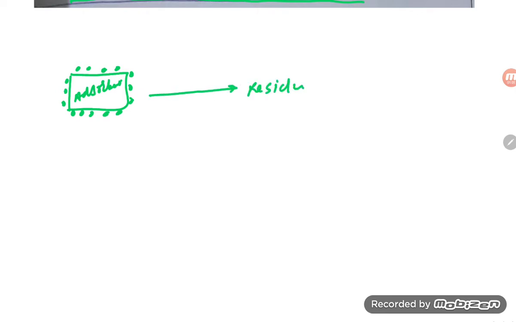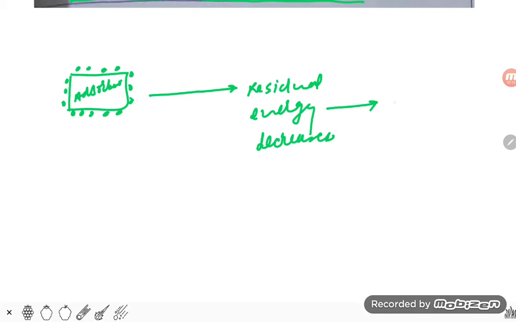Dear student, initially, suppose the adsorbent is there. This is the adsorbent, and on this adsorbent, some gaseous molecules are getting adsorbed. Right? So, dear student, when these gaseous molecules get adsorbed, the residual energy decreases. This decrease in residual energy appears as heat.